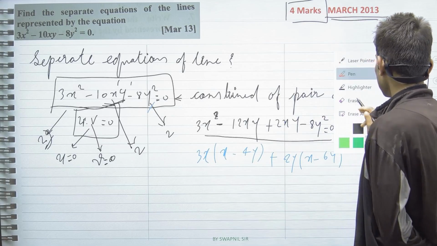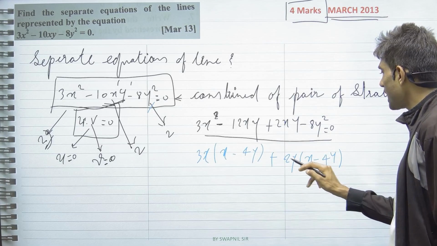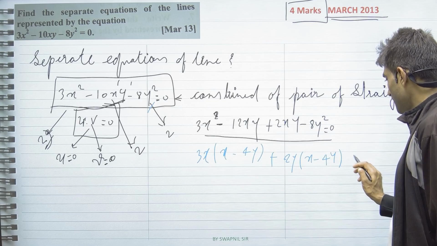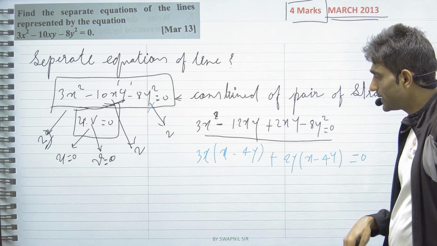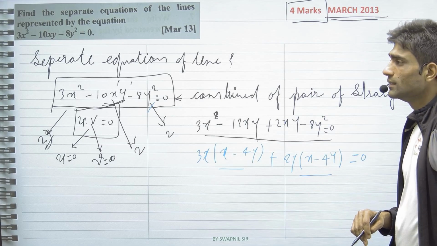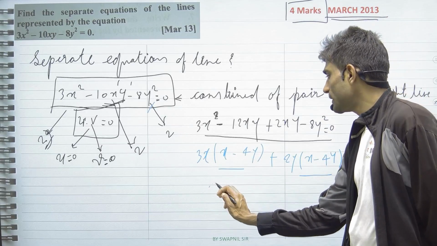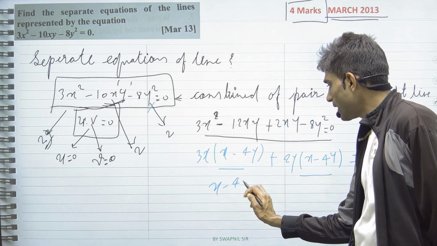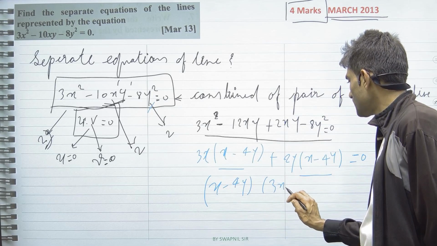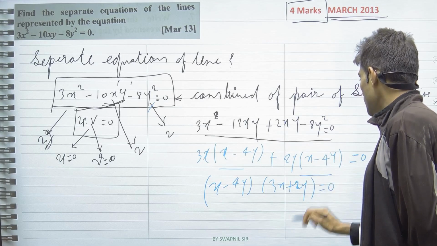It is not 6y. By mistake, I have taken 6. It's not 6, because when we multiply 2 into 4, we get the required term of negative 8, which is equal to 0. Now see that x minus 4y and x minus 4y both are the same terms here. Take it once, take it out from this bracket. So x minus 4y comes out, and under bracket 3x plus 2y, which is equal to 0.